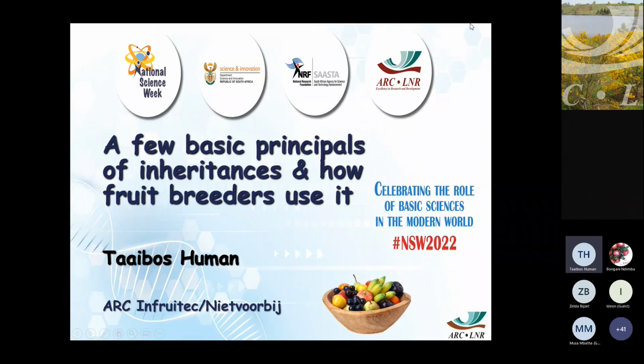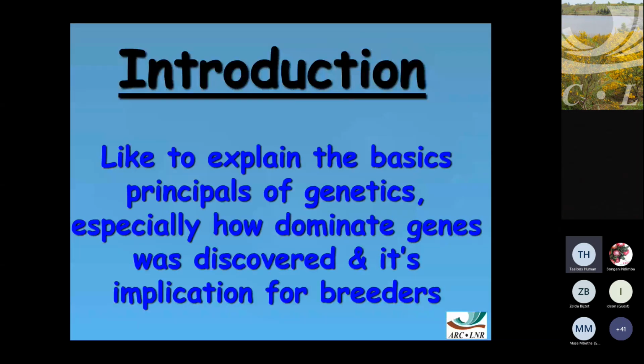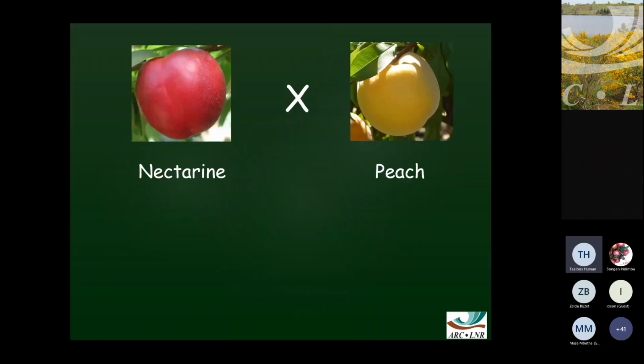Today, I would like to talk about a few basic principles of inheritance and how fruit breeders use it. My introduction is basically I would like to share and explain to you how genetics and dominant genes was discovered and the implications for fruit breeders.